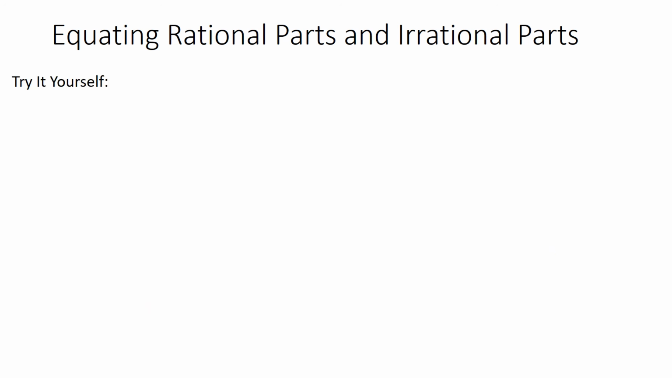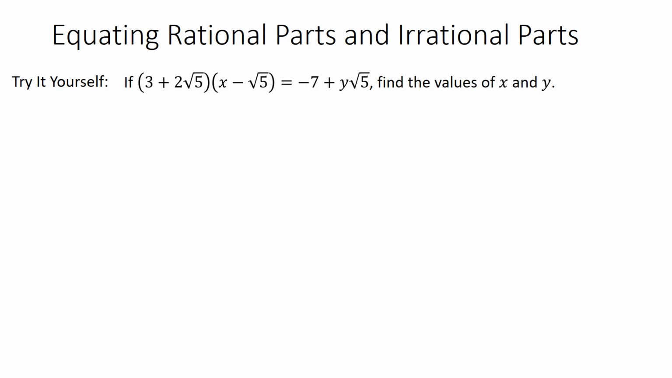Here is a similar example that you can try yourself. If (3 plus 2√5) times (x minus 5) equals negative 7 plus y√5, find the values of x and y. You can pause the video and try to do it yourself. The answer is x equals 1 and y equals negative 1. Do you get the answer correctly?